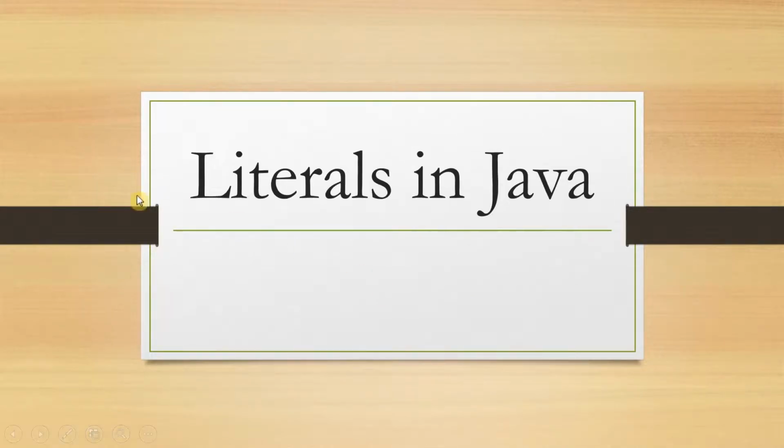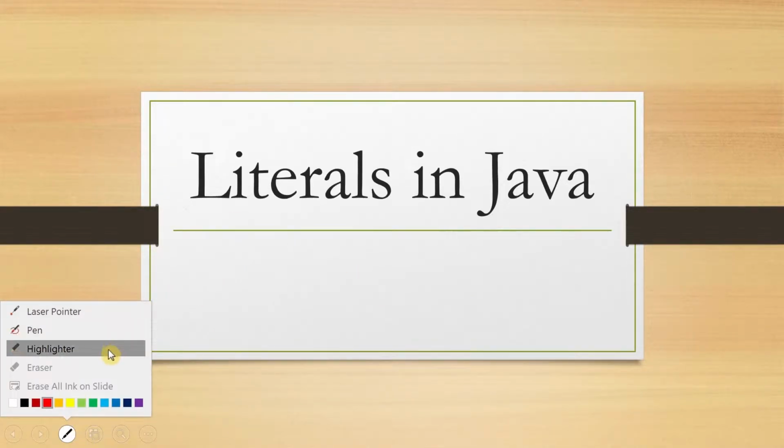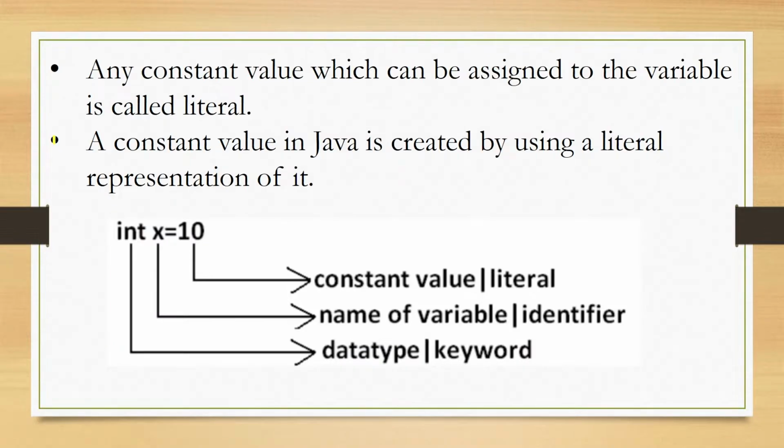Let's see now literals in Java. So any constant value which can be assigned to a variable is called a literal. I'll repeat, any constant value which can be assigned to a variable is called a literal. So a constant value in Java is created by using literal representation of it. Let's see what this means.